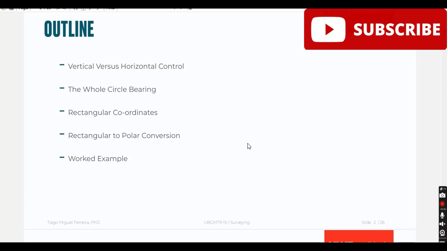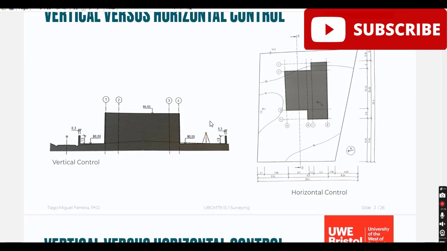We will learn about vertical versus horizontal control of our civil site: the whole circle bearing, what the whole circle bearing is, what rectangular coordinates and polar coordinates are, how we can convert rectangular coordinates to polar coordinates, and some examples.